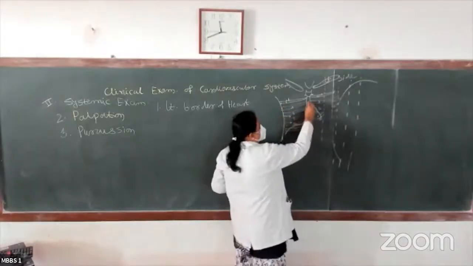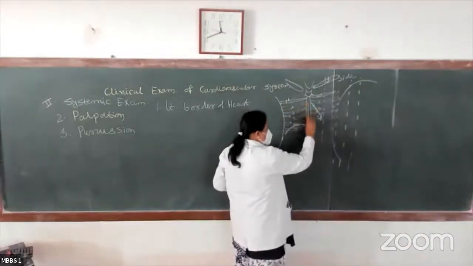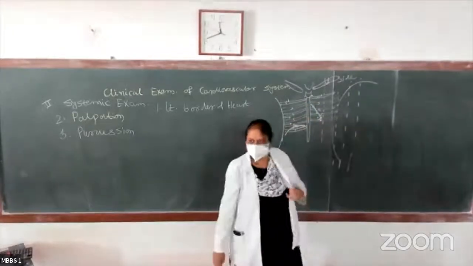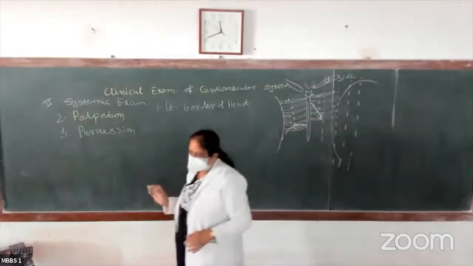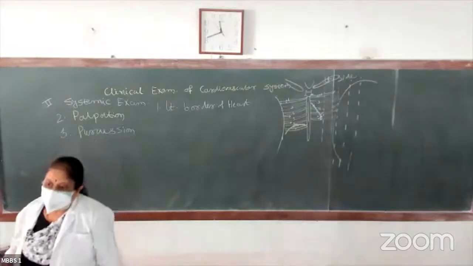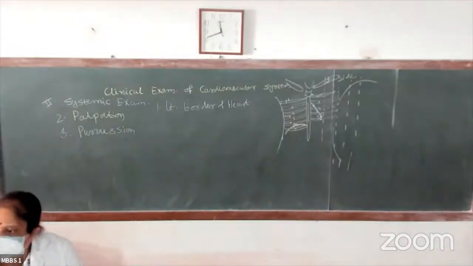Why? The right border of the heart lies behind the sternum. But in the exam, you do all the procedure. Don't tell directly to the examiner that the right border of the heart lies behind the sternum. Don't do it like this. You have to do all the procedure.